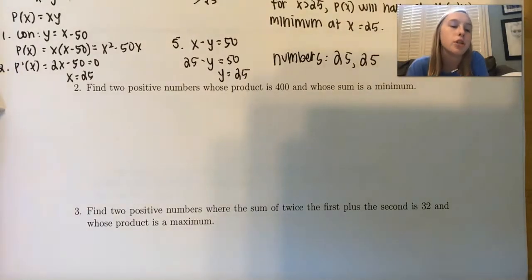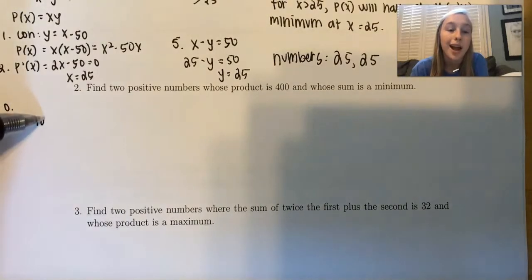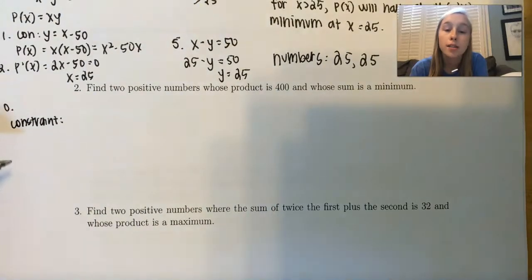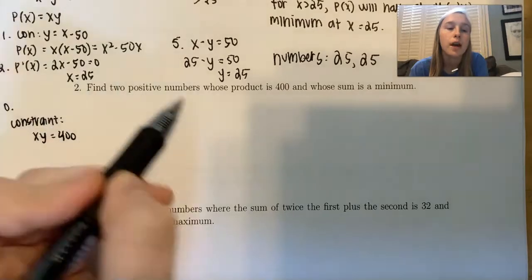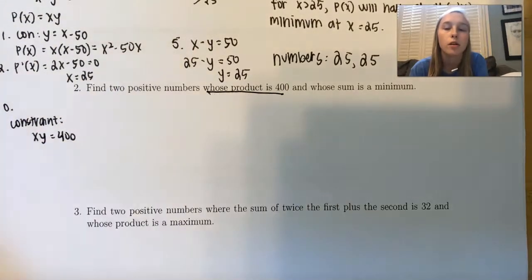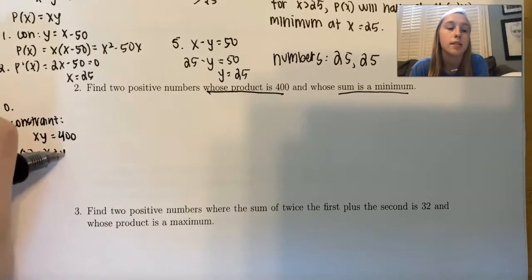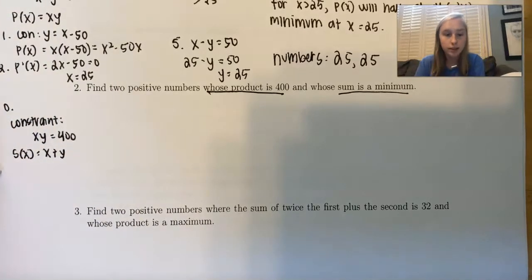Okay, number 2, the constraint. What do you guys think the constraint is? I personally think it is two positive numbers whose product is 400. So that looks like xy equals 400. And the second function, the function that we're actually minimizing in this case, is the sum, so x plus y.